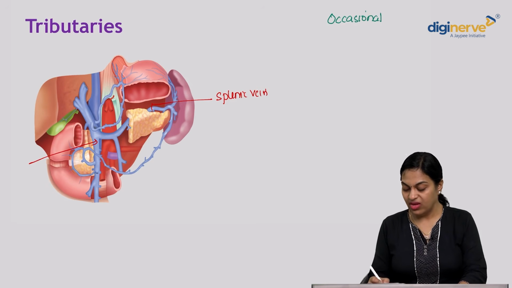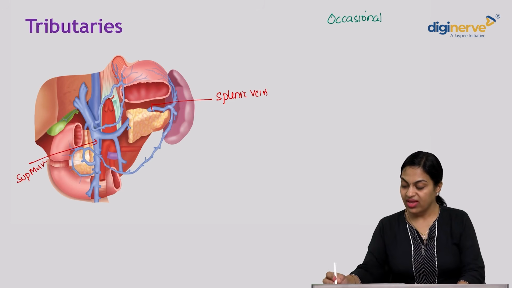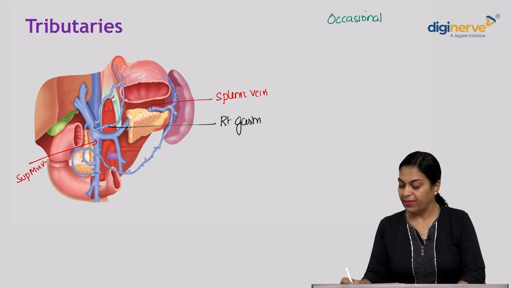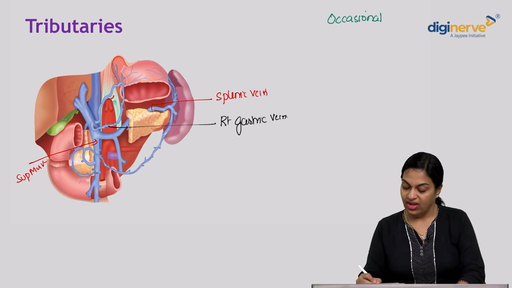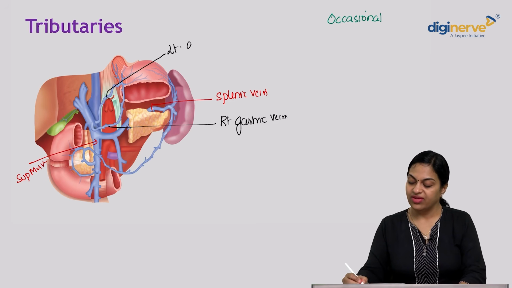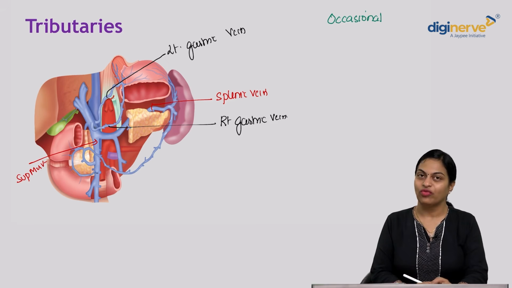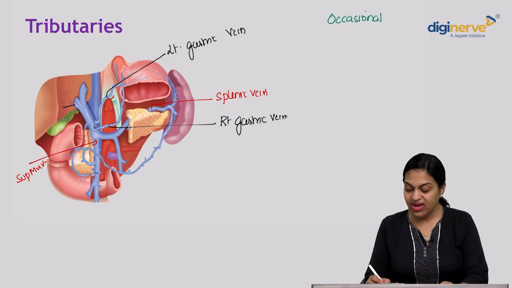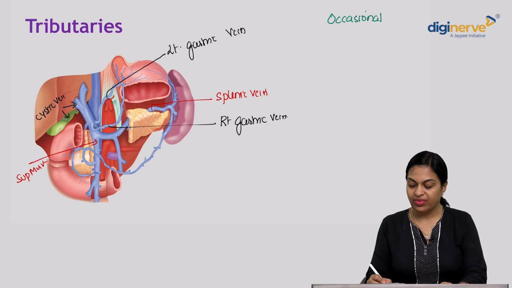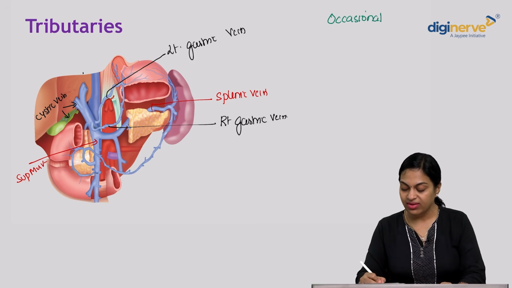And this is the superior mesenteric vein. And then this is the right gastric vein. And this is the left gastric vein. The right and the left gastric vein open into the trunk of the portal vein. The right branch of the portal vein, can you see? It receives the cystic vein that drains the gallbladder.